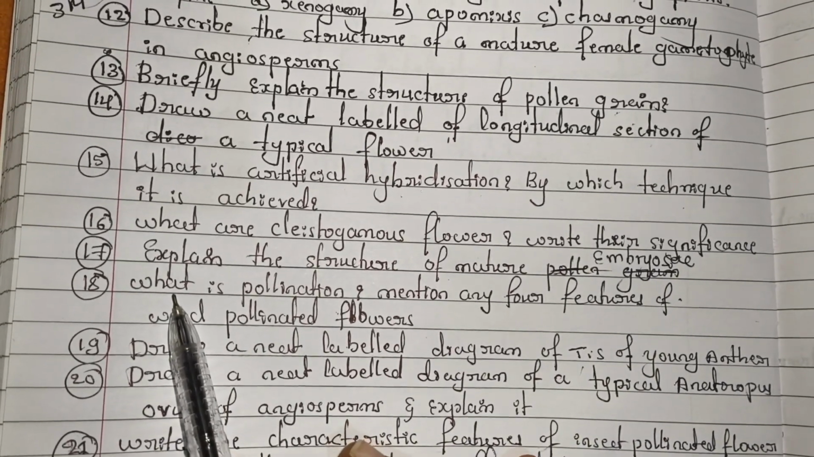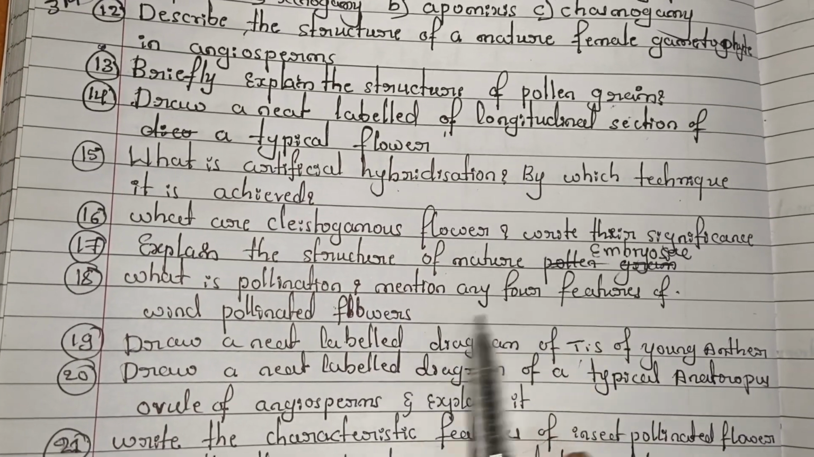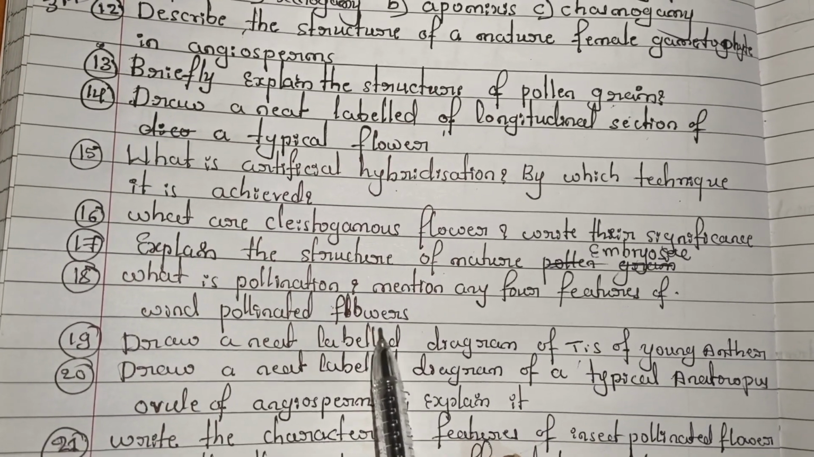And next, the 18th one: what is pollination? Mention any 4 features of wind pollinated flowers.